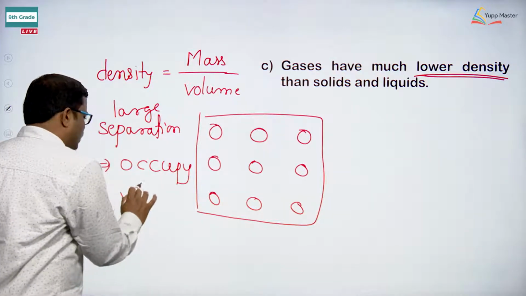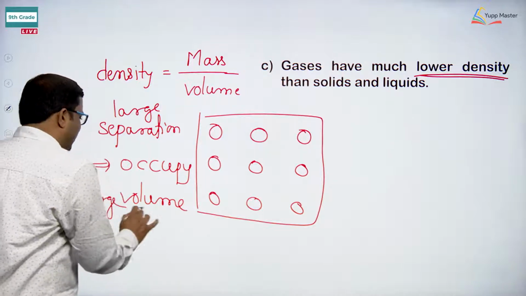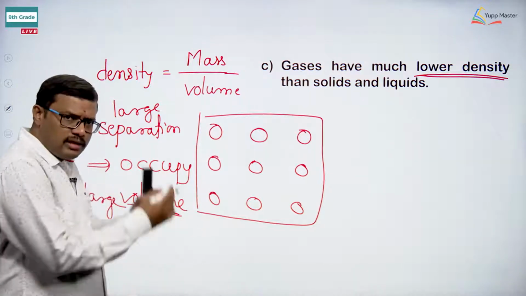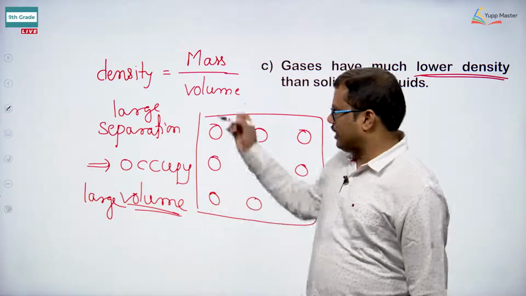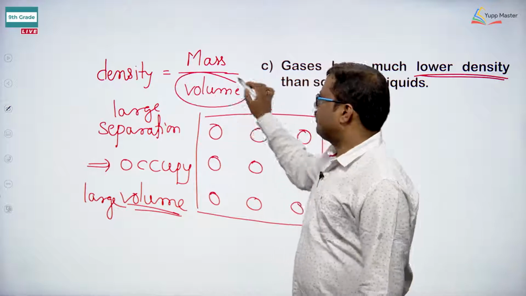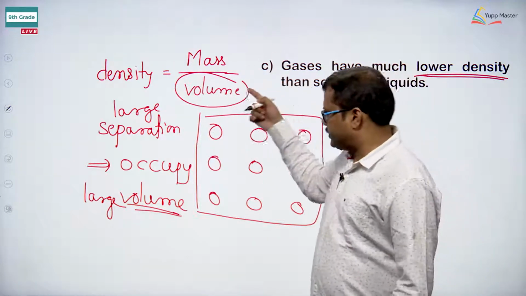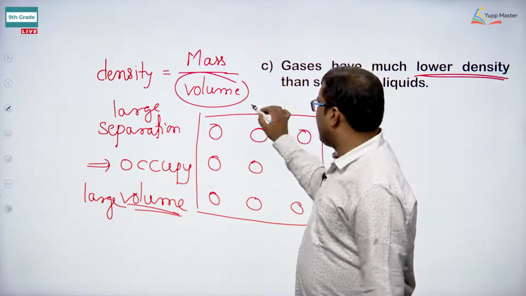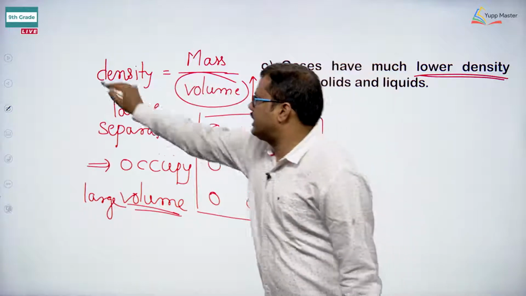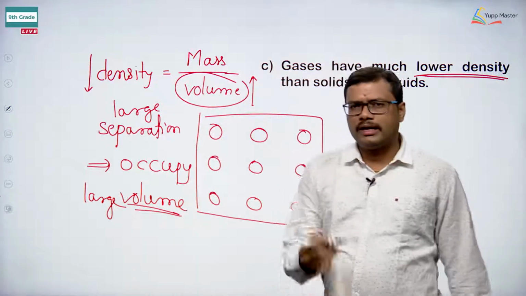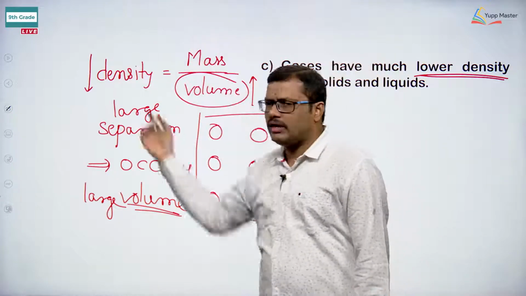They will occupy a large volume. Since they are occupying a large volume, the volume size is increasing. But in the density formula, if we observe, where is the volume? Volume is present in the denominator, not in the numerator. Since it is present in the denominator, as the volume increases, what happens to the density? Density will decrease, simple. They are inversely proportional to one another. If one is increasing, the other will decrease.